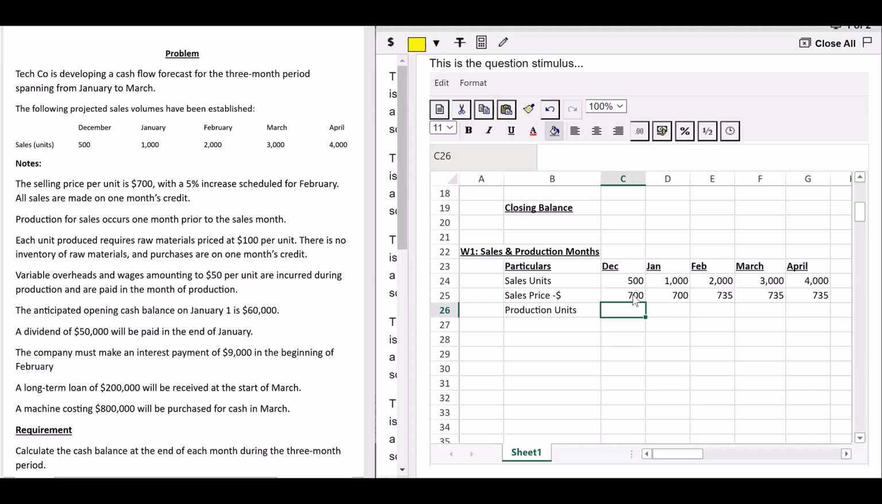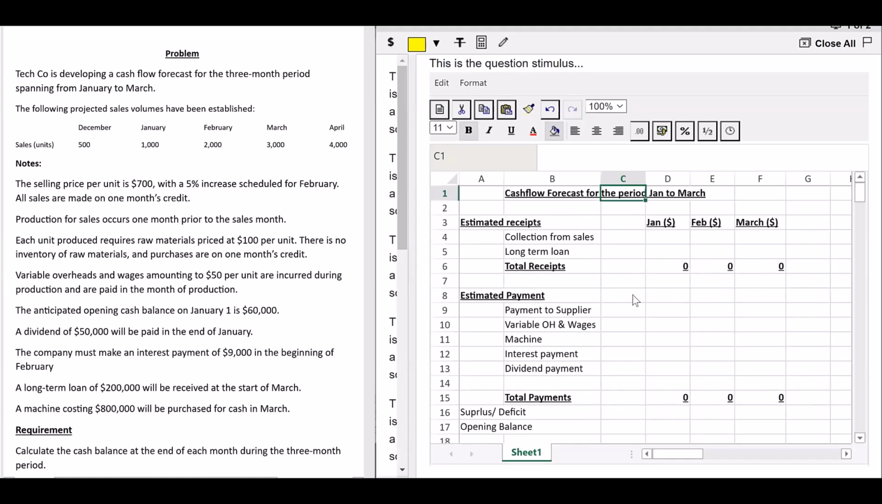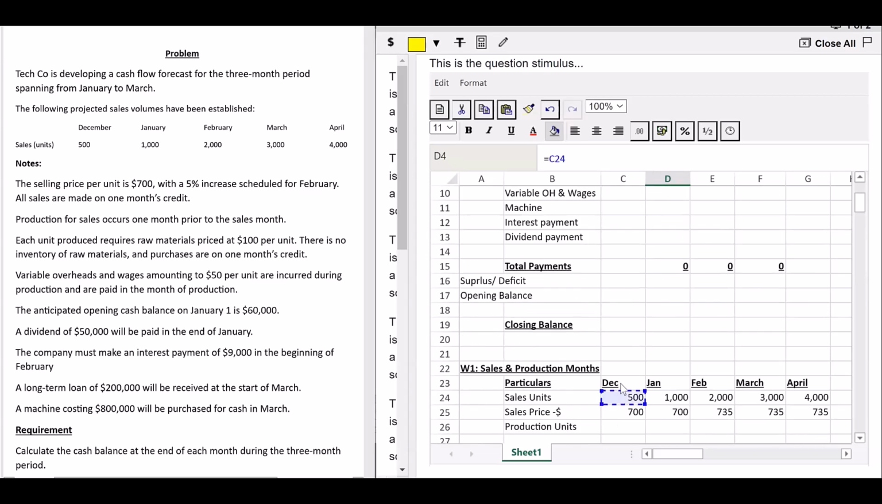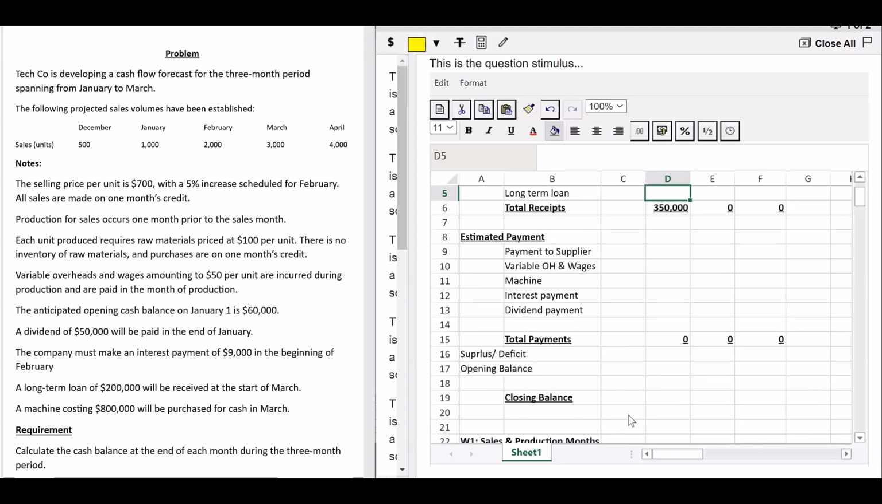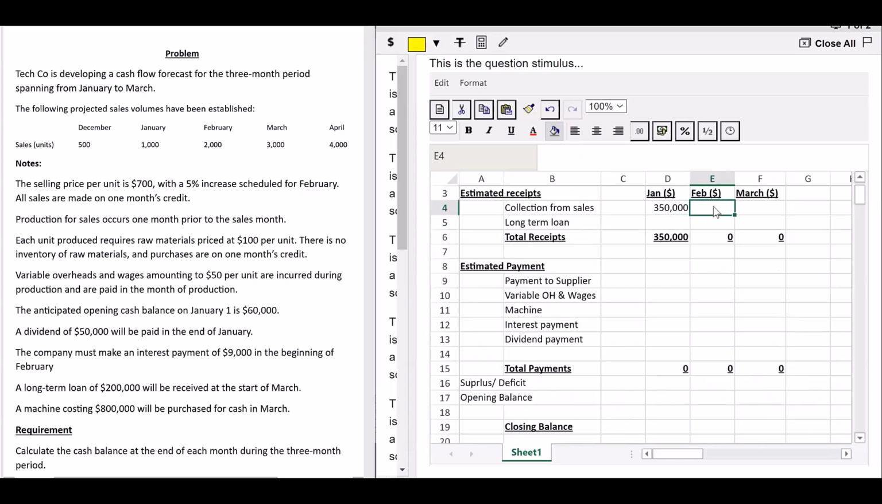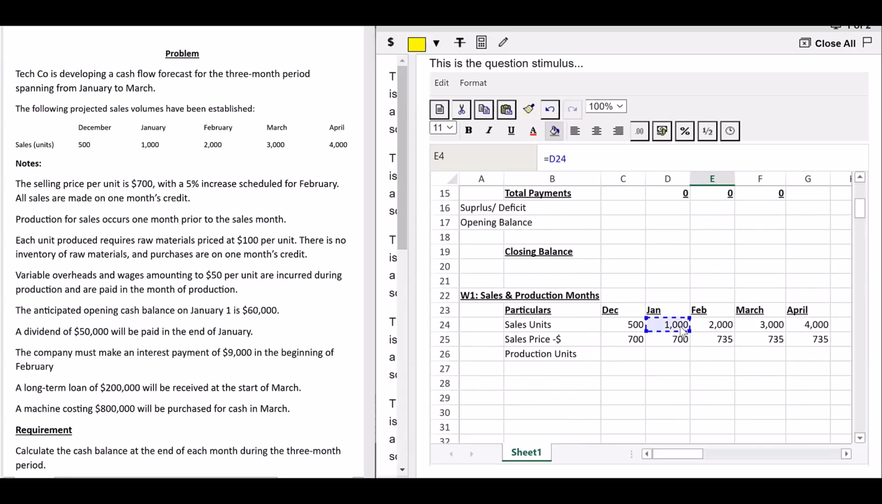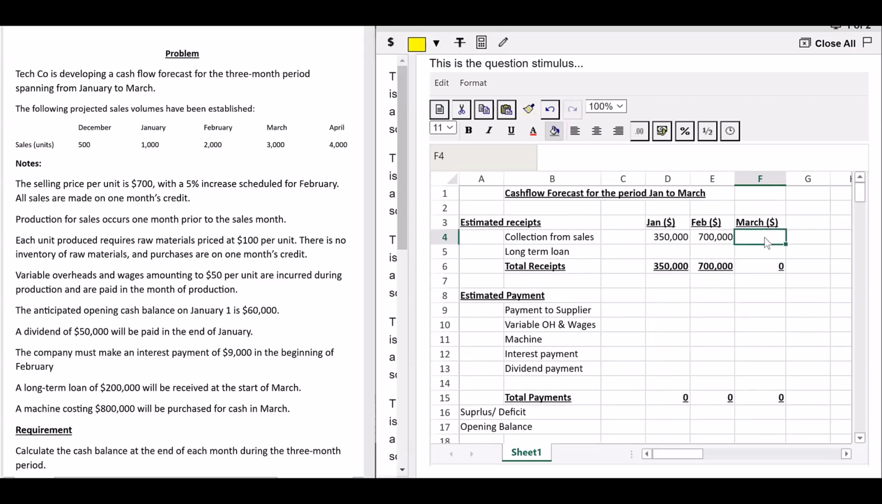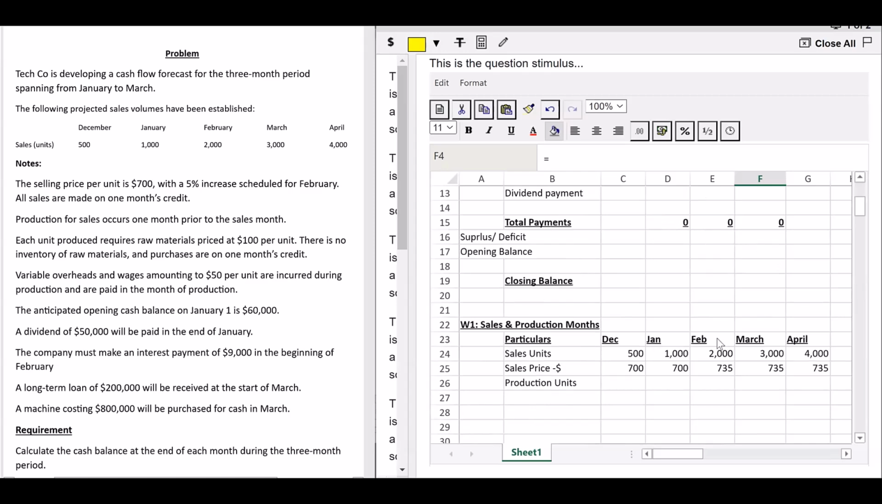All the sales are made on 1 month credit. So what I sell in December, I'm going to get its money in Jan. So let me mark the sales values with this. Sales going down, picking the sales, multiplying it with the selling price. Whatever I sell in December, I get it in January. And like this, whatever I sell in Jan, I get its money in Feb. And what is sold in Feb, the money is received in March.